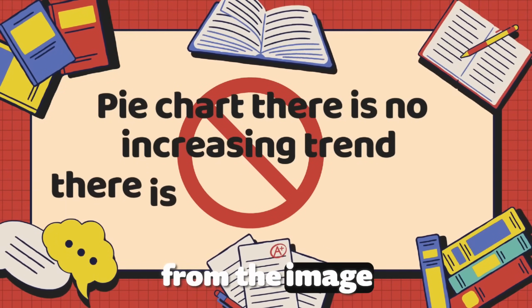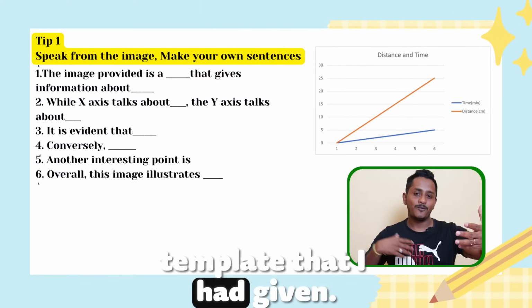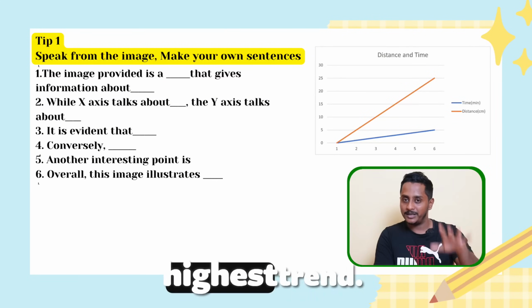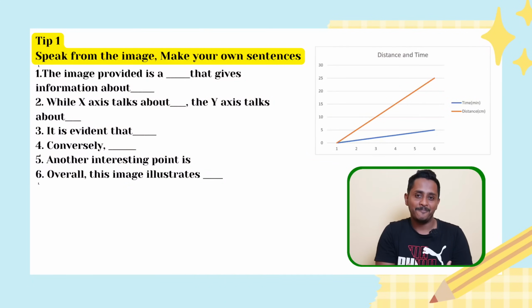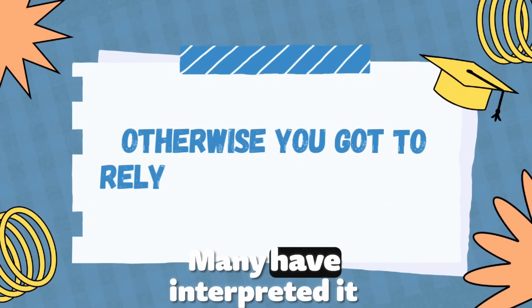For many of the images like pie chart, there is no increasing trend, there is no upward trend. So you gotta make sense from the image, which varies from question to question. So don't get wrong with the template that I've given. So this is the actual one. It is not compulsory that you write highest trend. It can be anything. If you find the highest trend, use the highest trend. Otherwise, you got to rely on the information that is given.